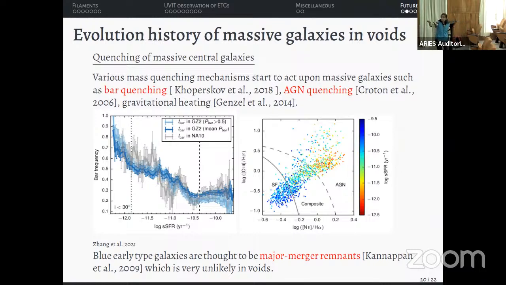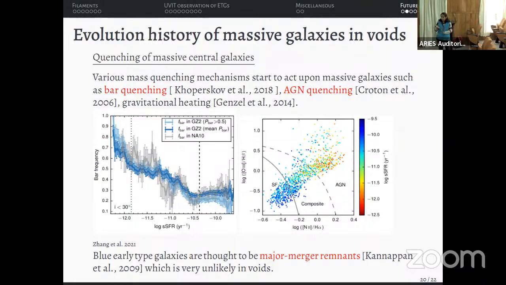In fact, for bar quenching, there was a paper that I did in which I found a blue bar. So yes, that's positive feedback.